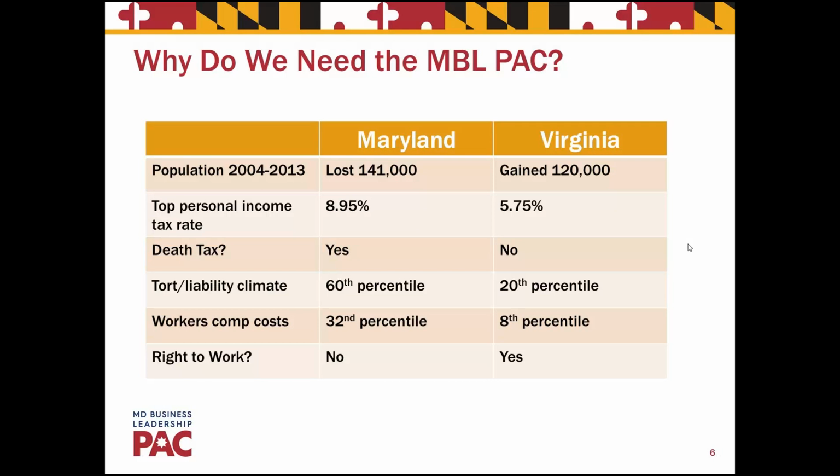We have a death tax. Virginia does not. We have a tougher environment when it comes to the trial lawyers and the tort system. We're in the 60th percentile. Virginia's in the 20th when you look at the rankings. Our workers' comp costs are much higher than Virginia's. And as I mentioned about West Virginia, we are not a right to work state. We're actually a forced unionism state, whereas Virginia is a right to work state.